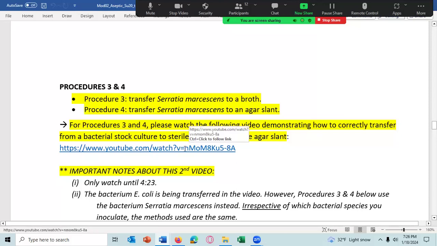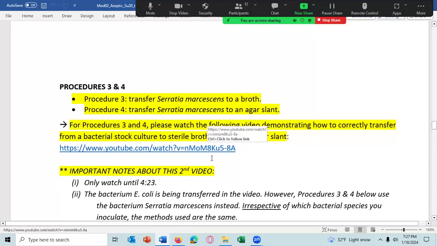Here we have a video for both procedures 3 and 4, demonstrating how to correctly transfer from a stock culture to a sterile broth culture. And then for procedure 4, you're going to be transferring it to a sterile agar slant. And so that's shown in this video as well. Any question about any of that?